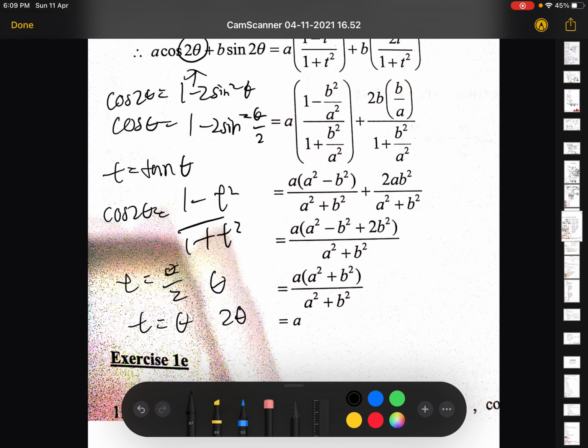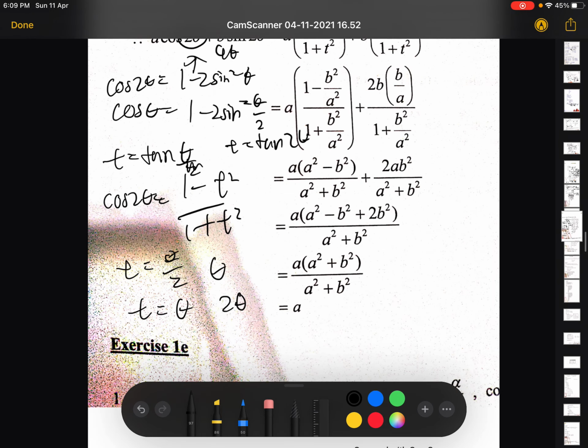So if here is theta, and then here is theta over 2. If here is 2 theta, then here is theta. If here is 4 theta, then t is equal to tan 2 theta, and so on and so forth. It has to be half. It doesn't have to be theta over 2 exactly.